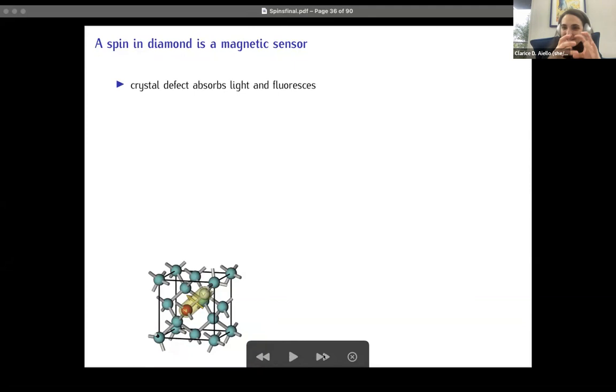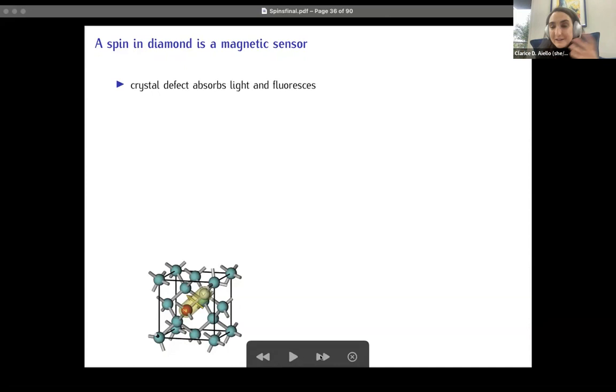It actually arises in a particular type of crystalline defect, a very famous quantum sensor in diamond. It arises naturally, but it can also be engineered. It happens when a vacancy, a missing carbon atom in the diamond lattice, sits nearby to a nitrogen, which is the most commonly occurring substitutional impurity in the carbon lattice. This defect is called the NV, the nitrogen vacancy center in diamond.